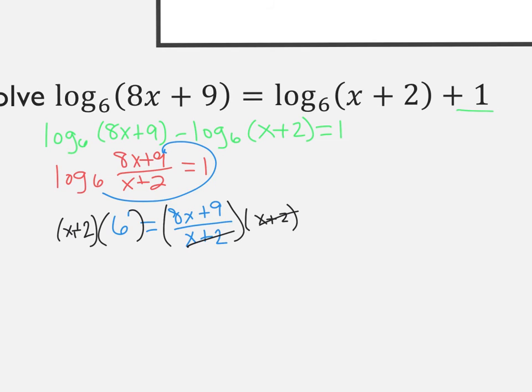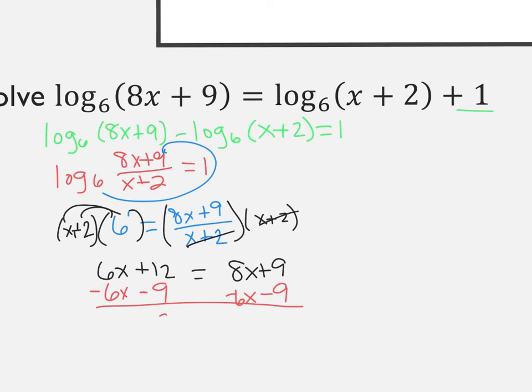The x plus 2's cancel out on the right, so we'll have 8x plus 9. And on the left side, make sure you distribute. When you distribute to both terms, you'll have 6x plus 12. Okay, now we're ready to solve. I would probably subtract 6x and subtract 9. Okay, so 3 is equal to 2x, or x equals 3 halves.